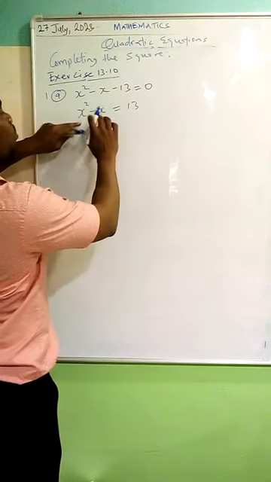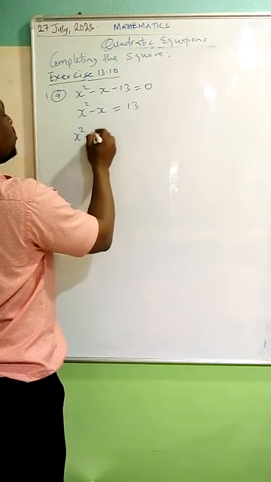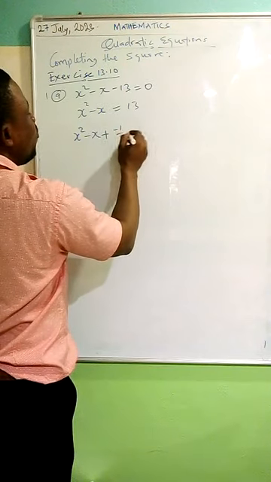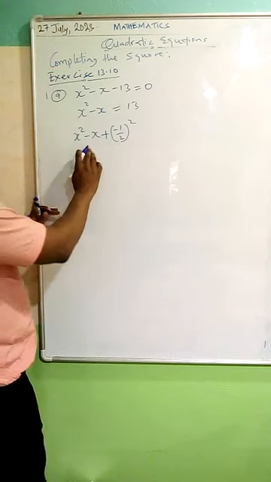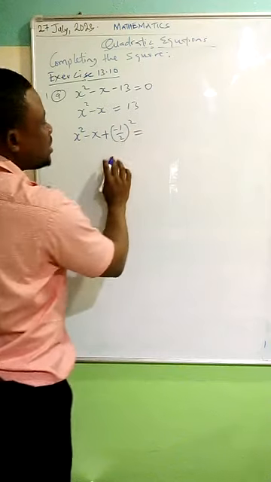So I complete this square. This is the square I'm going to complete now. So I will have x squared minus x. How do I complete this? I'm going to add minus 1 over 2 squared, because the coefficient of x is minus 1. Is that right? So minus 1 over 2 squared. And whatever you do to one side, you must do to the other side.